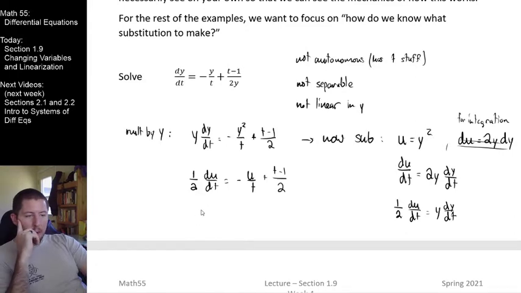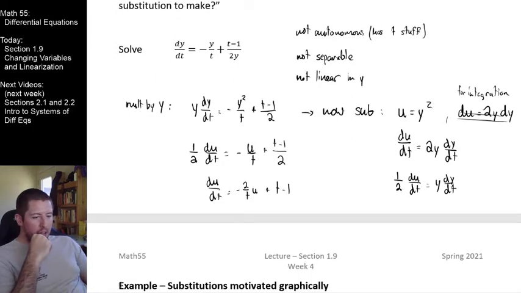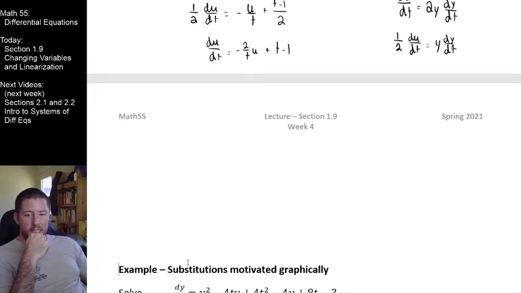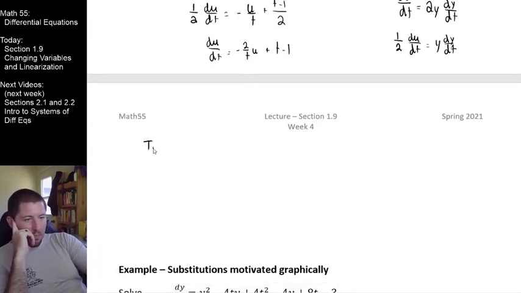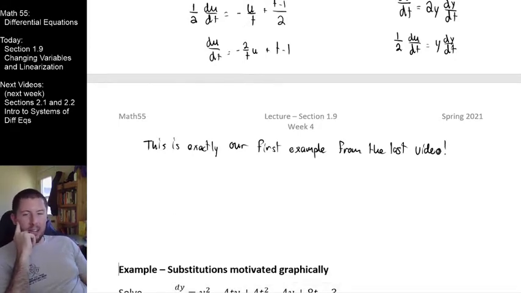And now just to get this back in a typical form, I'm going to multiply everything by 2 and write this ever so slightly differently. Right, now multiplied by 2, so it's like a 2u over t plus t minus 1. Now, if you've been paying close attention in our videos, then what you will recognize is that you have seen exactly this differential equation before. This is exactly the very first integrating factor example that we did in the last video.